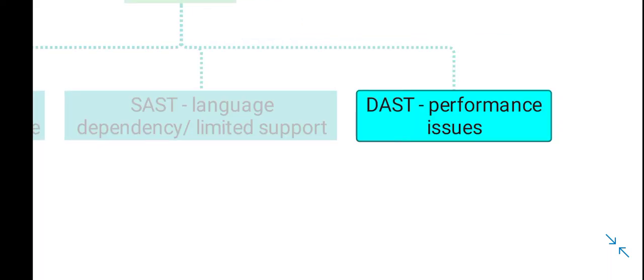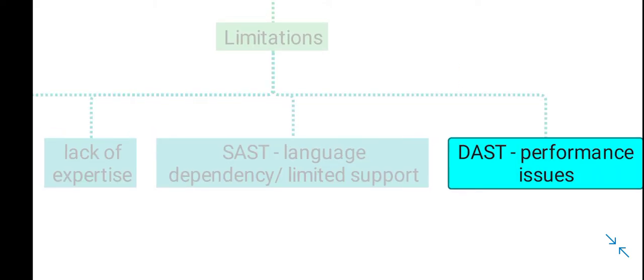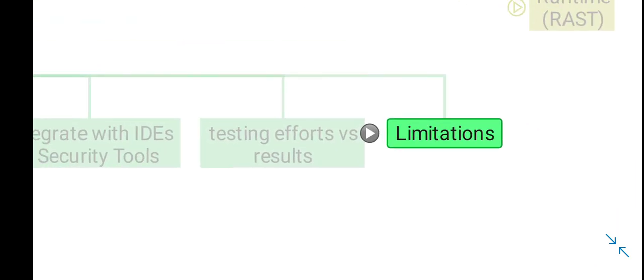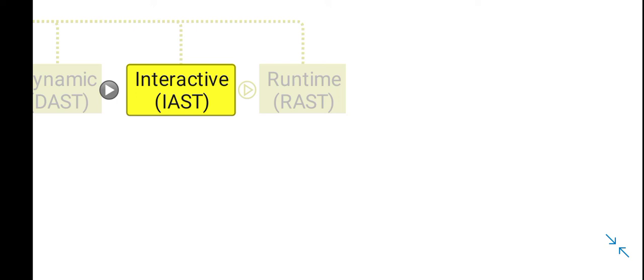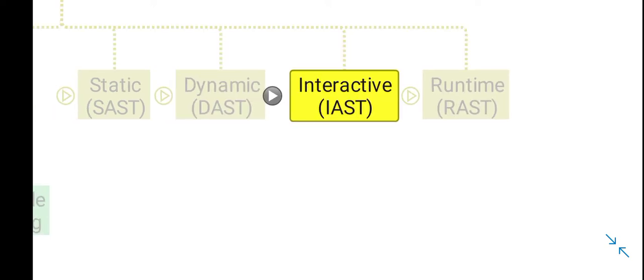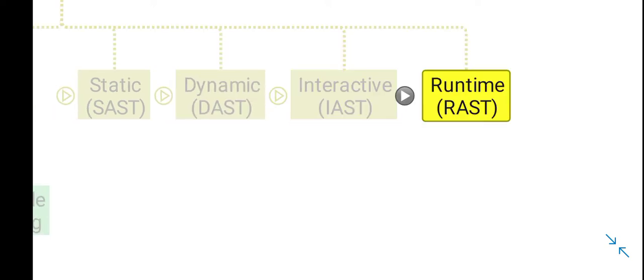And since it is also performed in production environment, it can cause performance issues due to dynamic application security testing in the production environment. So interactive application security testing is a mixture of static and dynamic application security testing. The last one is runtime application security testing.